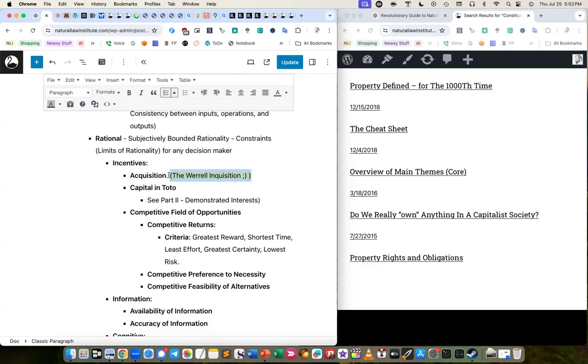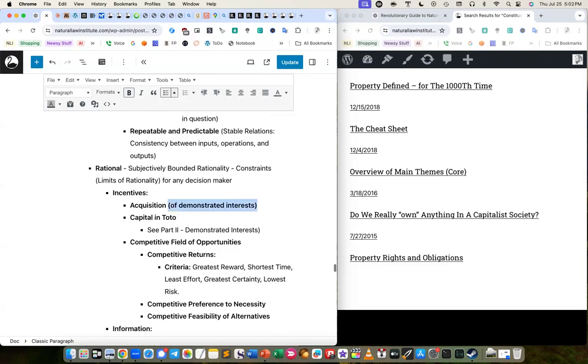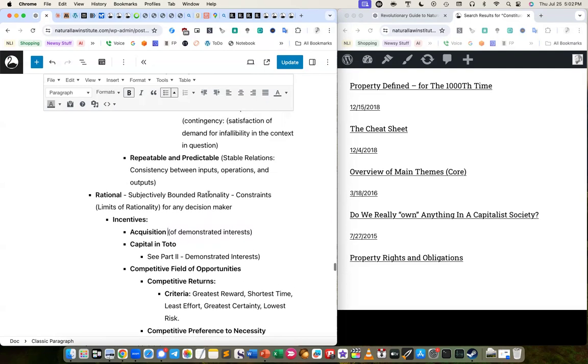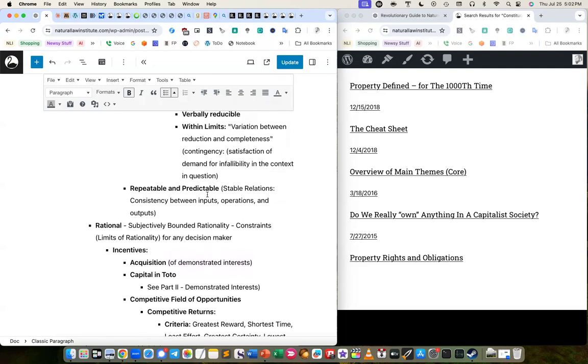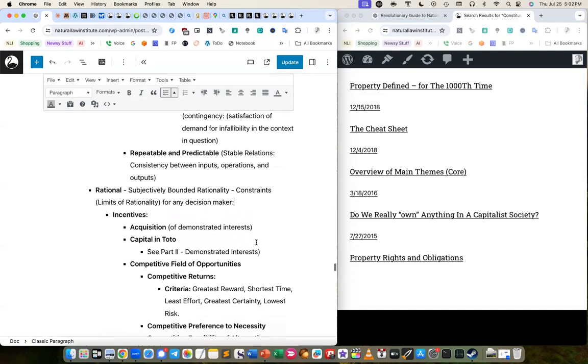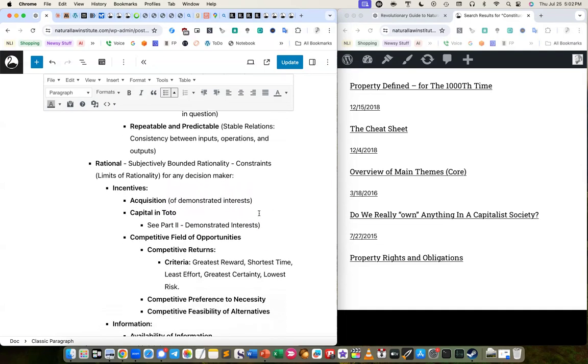Acquisition. I can take this off now. I had enough fun with it already. After decision maker, you need a colon. Scroll up two lines, at the end of this sentence, decision maker. Because you have a list of incentives, information, and these are the constraints.